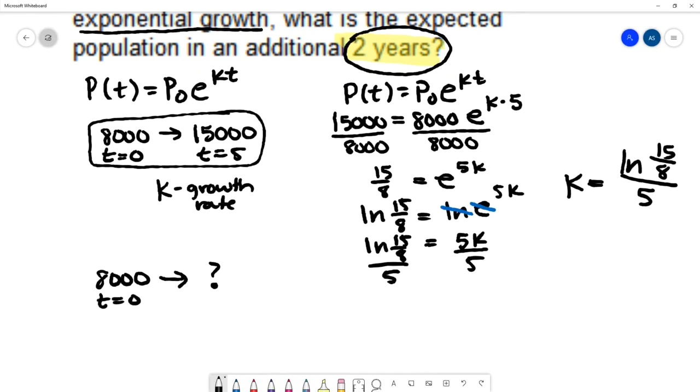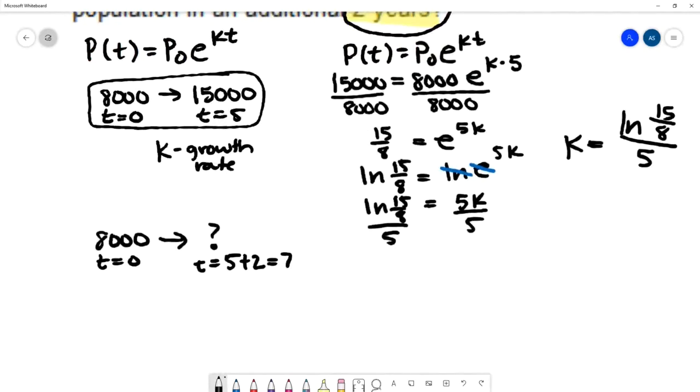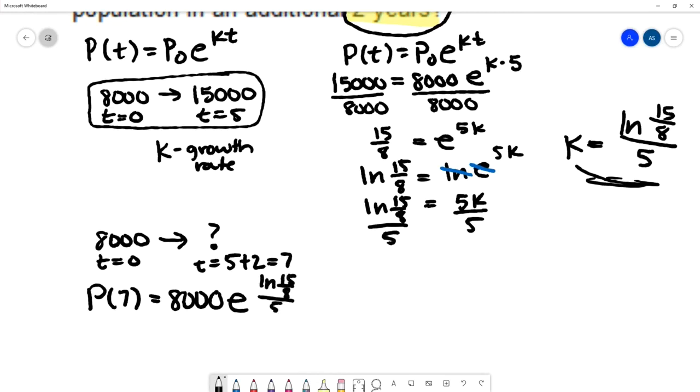And we want that to be an additional 2 years. So that is the 5 years plus 2 years, so that's 7 years. So we could set up our formula for a total of 7 years. We started off with 8,000. We have e, and we're going to use the k that we just found over here: natural log of 15 over 8 over 5, and 7 years.